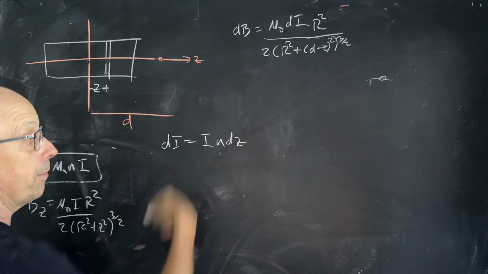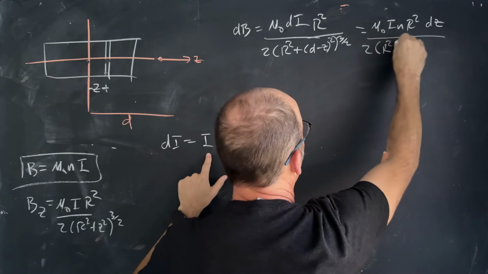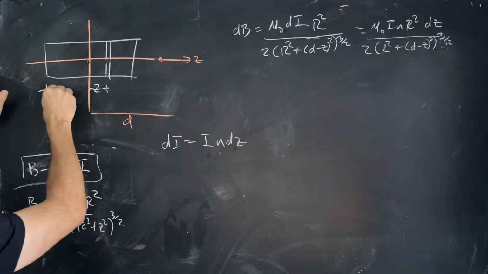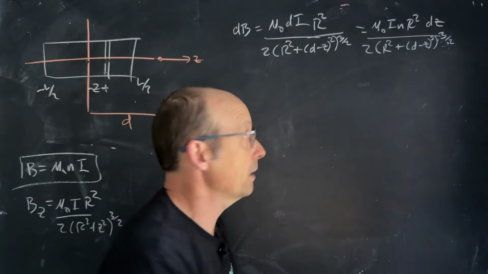So I get mu naught I n r squared dz, making sure I don't miss anything, all of that over 2 times r squared plus d minus z quantity squared to the 3/2. Now we need to integrate to find the total magnetic field, and we're going to go from z as negative L over 2 to L over 2. I centered this on the origin. You don't have to do that, but it just makes it a little bit easier. So now I just need to integrate.